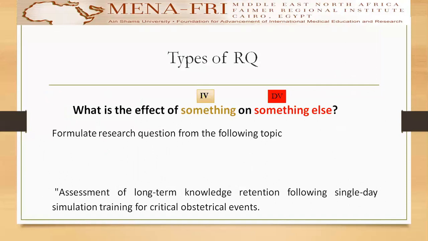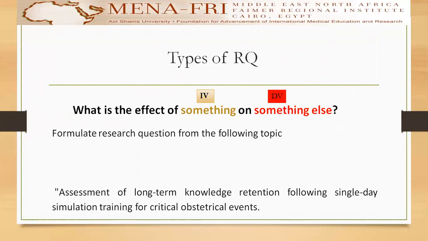We'll go to the types of research question. As you see, when I formulate a research question, I write the effect of something on something else. The something is the independent variable, and the something else is the dependent variable. The dependent variable is the outcome that I'll measure.